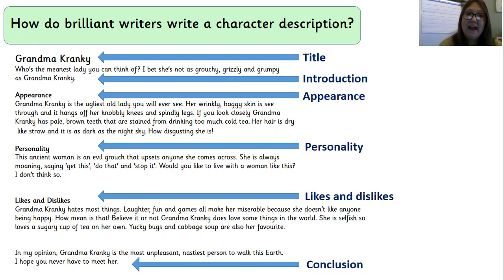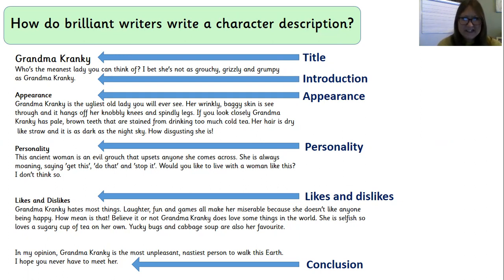As you can see, there's a subheading here which says appearance, and that's what somebody looks like. It's followed by a series of sentences describing her appearance. Let's read it now. Grandma Cranky is the ugliest old lady you will ever see. Her wrinkled, baggy skin is see-through, and it hangs off her knobbly knees and spindly legs. If you look closely, Grandma Cranky has pale brown teeth that are stained from drinking too much cold tea. Her hair is dry like straw, and it is as dark as the night sky.